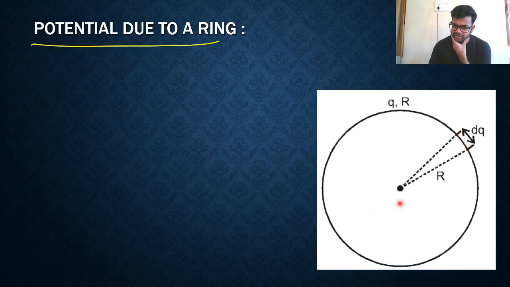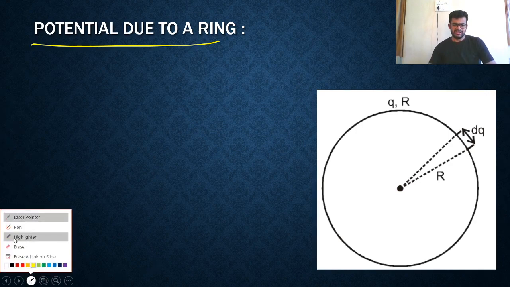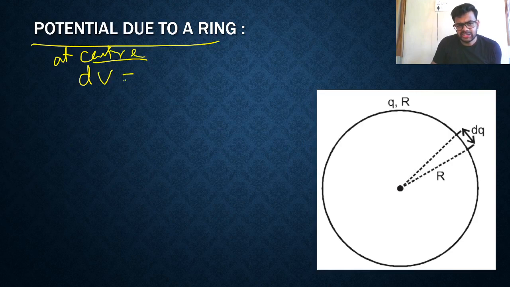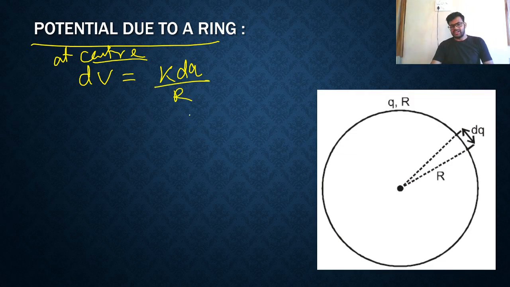So due to this dq charge, what will be the potential at the center? I am going to write the potential at the center as dV. dV will be equal to k dq divided by r. Are you getting? r is constant here, the radius, right?